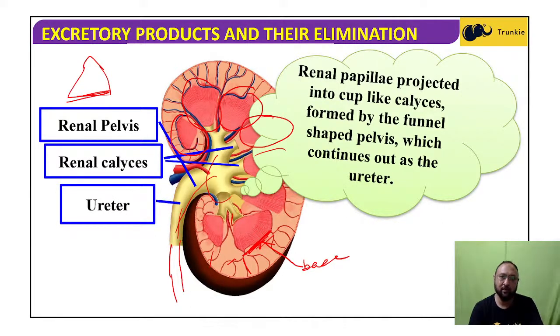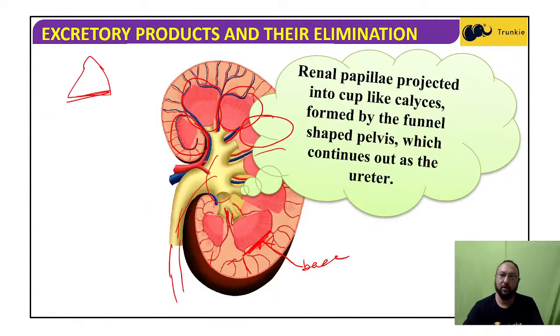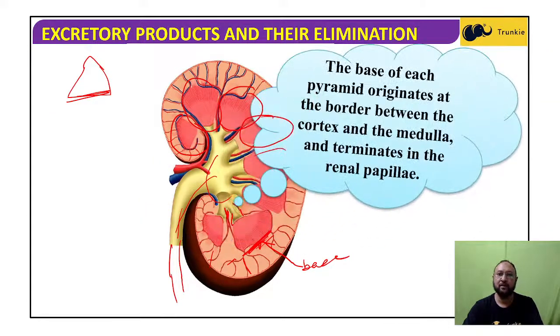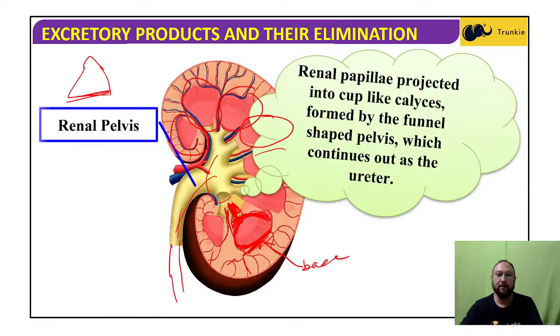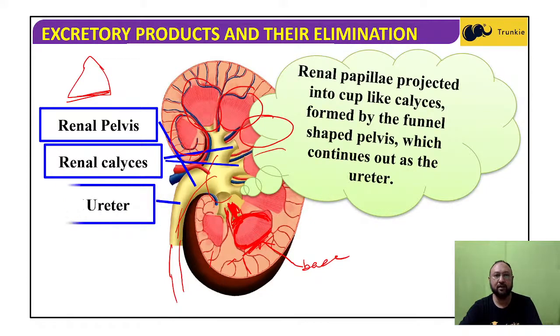The apex is forming this. Sorry, I told you something mistakenly there. The base of each pyramid terminates in the renal papilla. What happens is the base is formed at the junction, and this region is the apex, which forms the renal papilla. Then finally it goes into the renal calyces, the renal pelvis, and then the ureter. So try to understand and write it here.